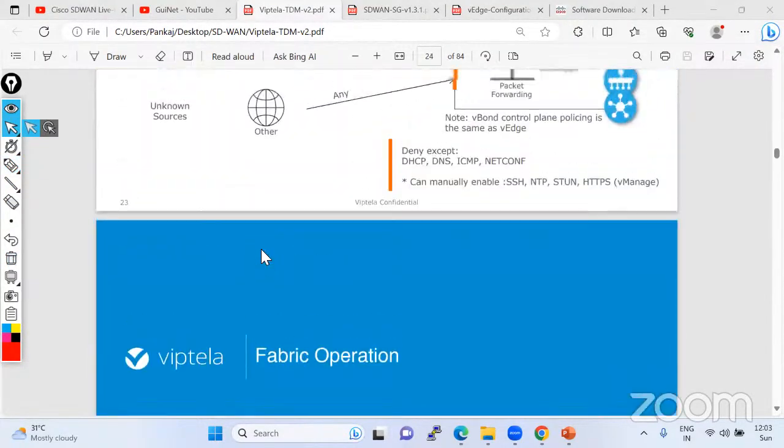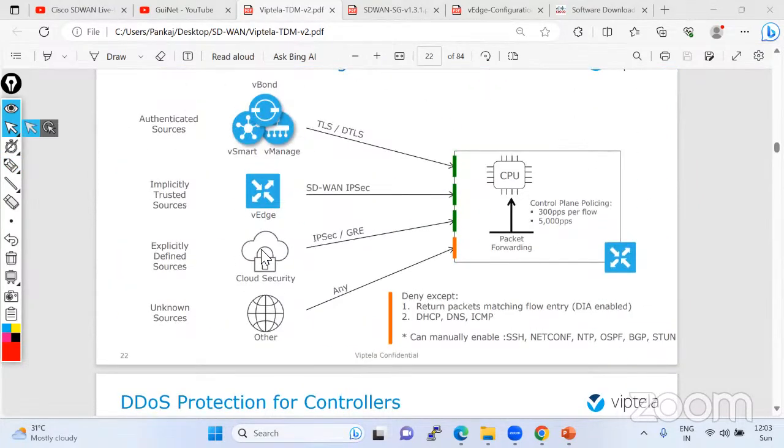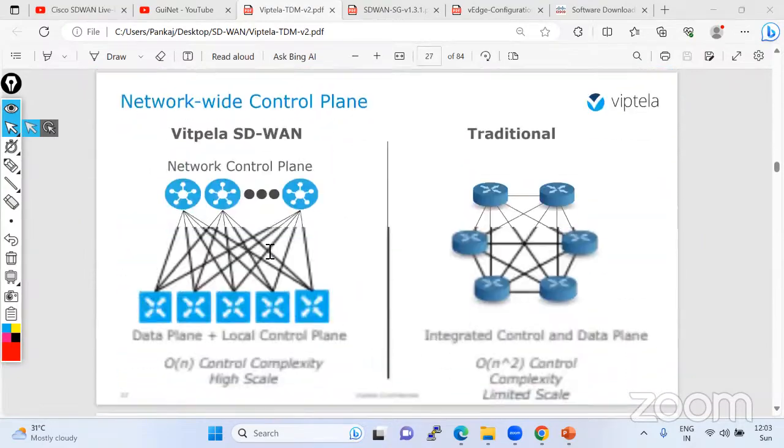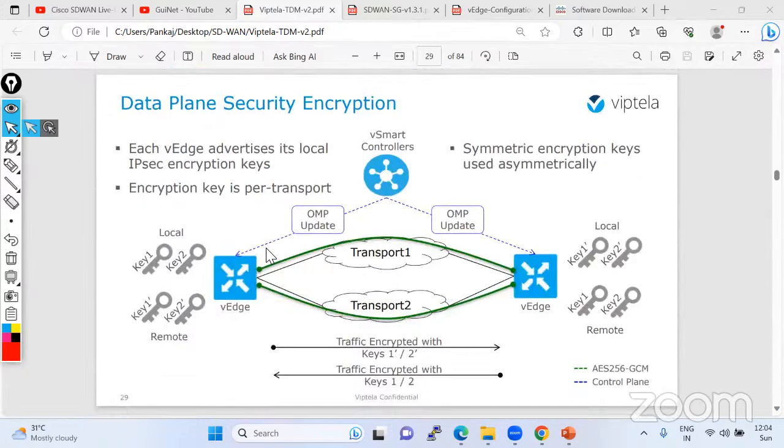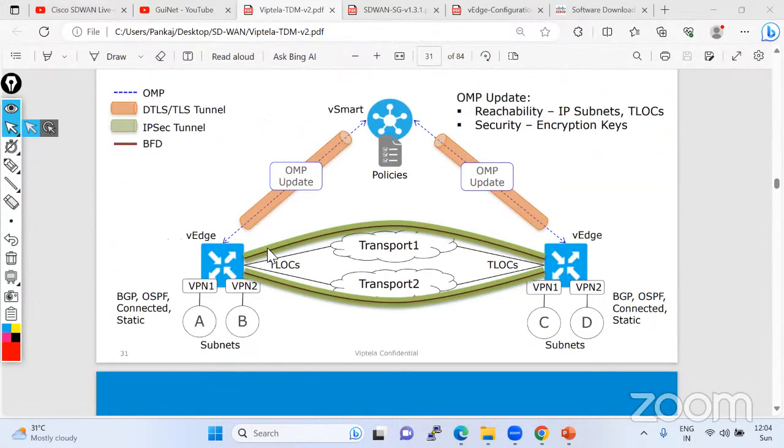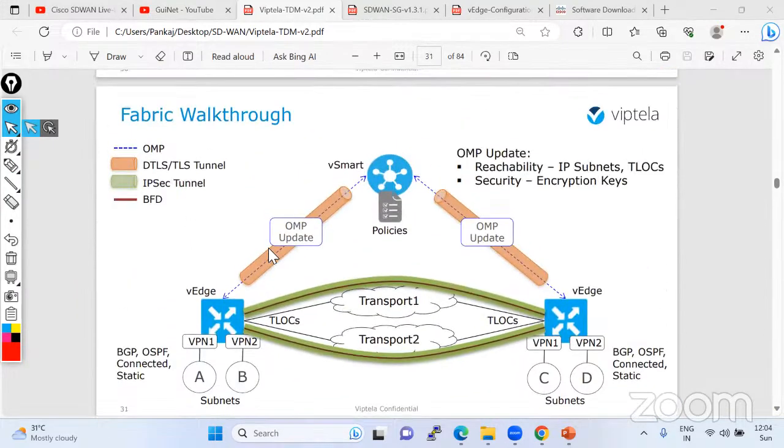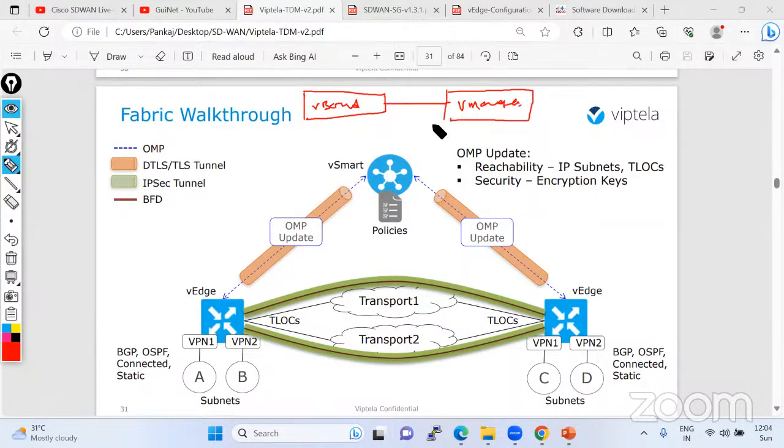But here is one more flow. Your configuration of the device is not there. But just think about it. There are three components. Here we have one device, that is the vBond, and one device we have, that is the vManage. They also communicate with each other. This is clear. And this also communicates with this here. You already know that, and this also communicates with this, right?